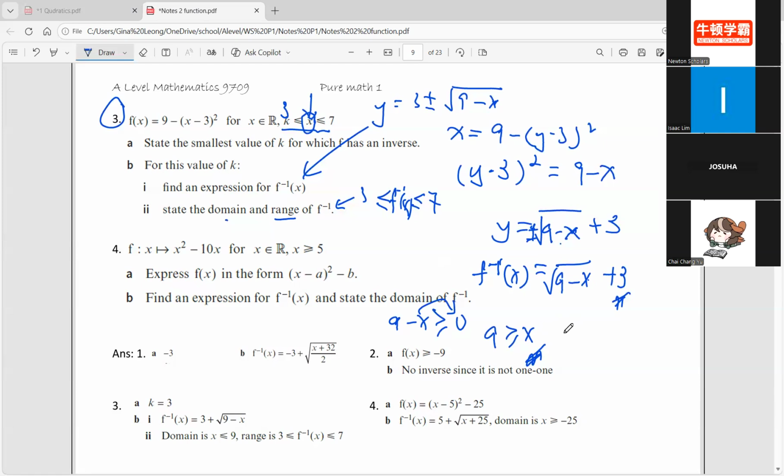Okay, I think today we cannot finish this one. So next week we will continue. Next week we should be able to finish all these things.